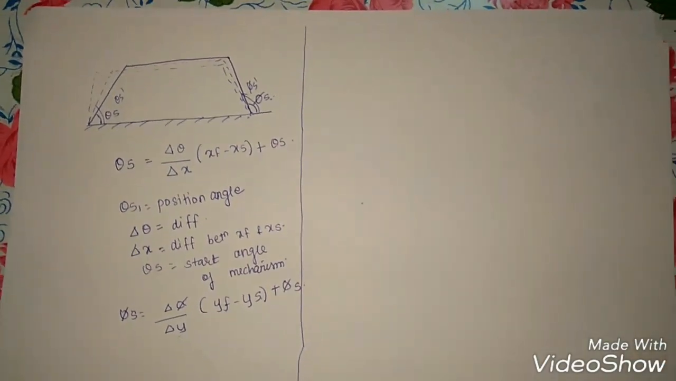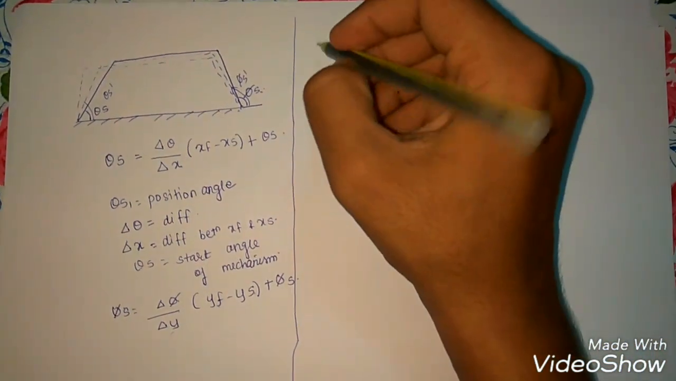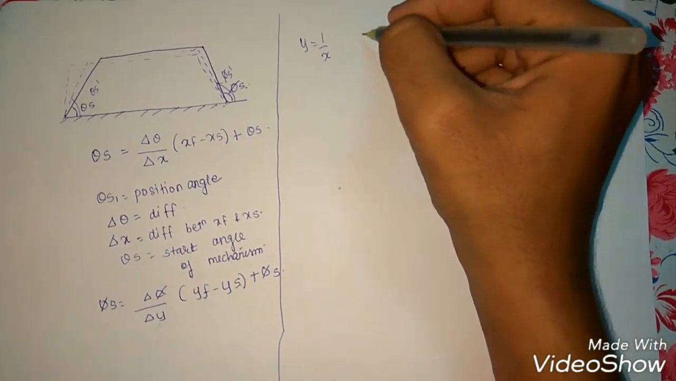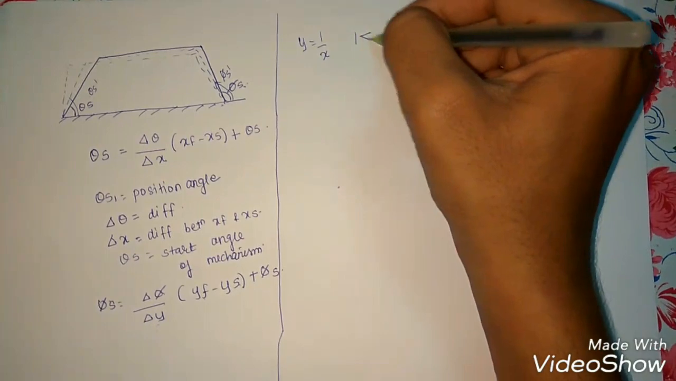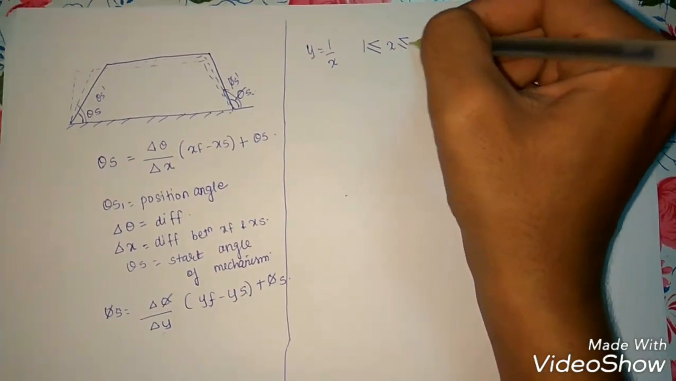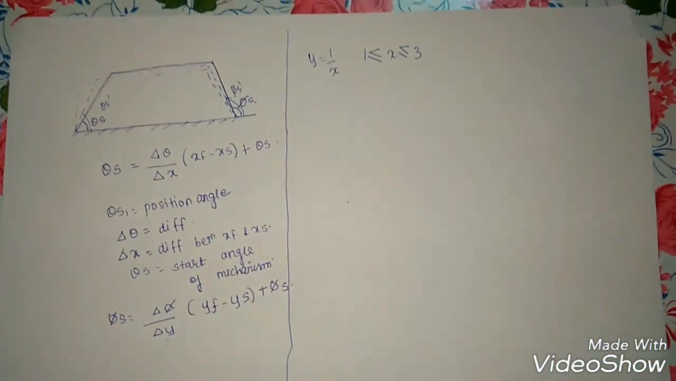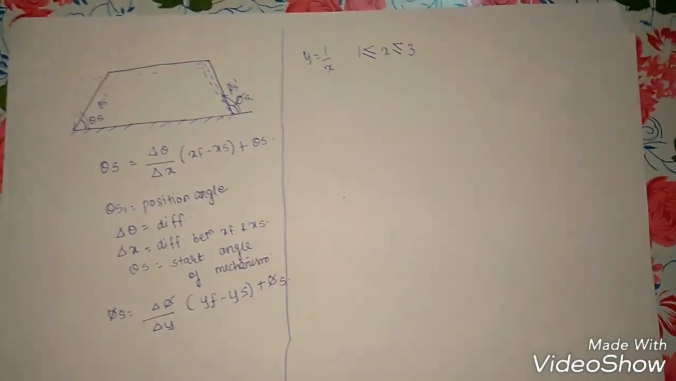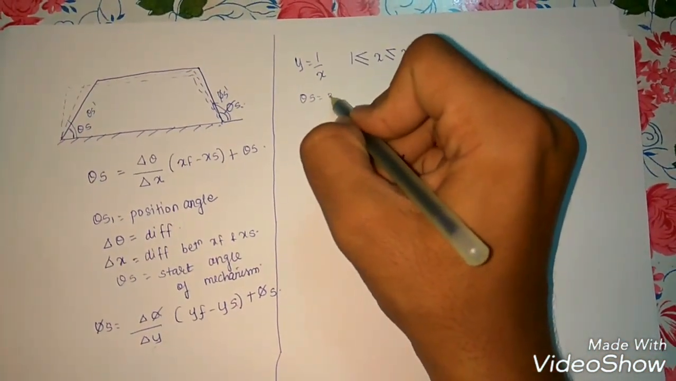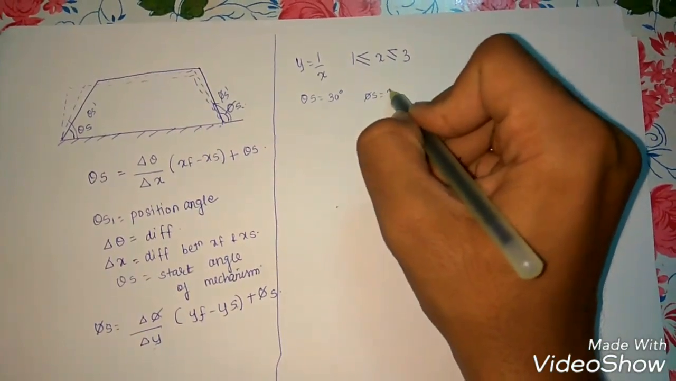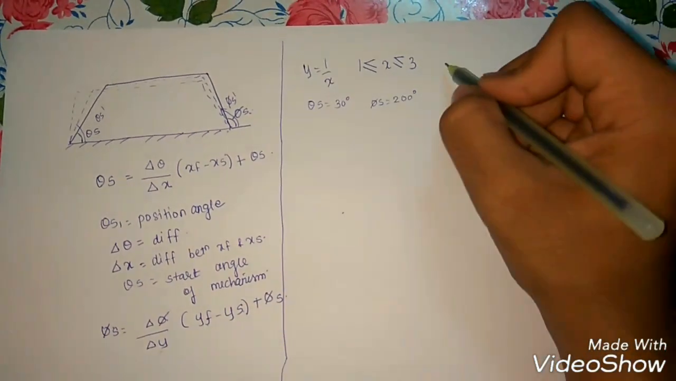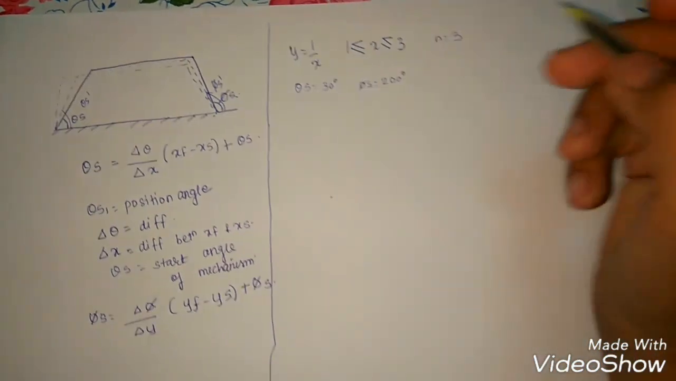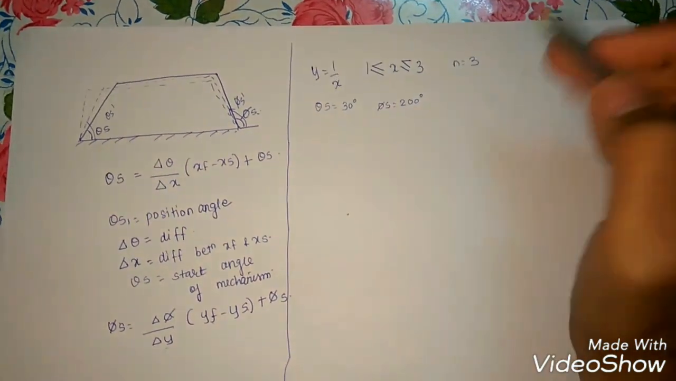Let's take a solved example from previous question papers, which has the function y is equal to 1 by x, and the limits were given as 1 less than or equal to x, which is less than or equal to 3. We were given theta s and phi s as 30 and 200 degrees respectively. We have to space it in 3 equal precision points. So we were given this data.